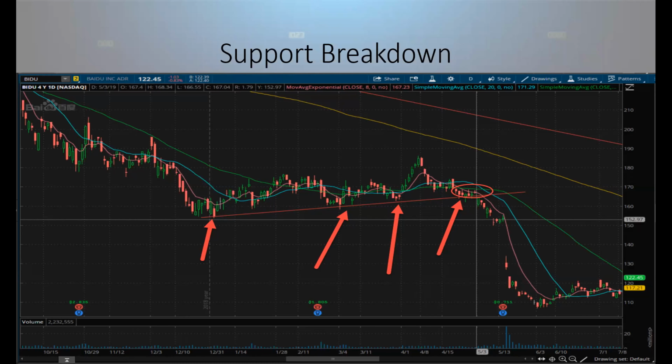Anything past that, it's not useless to me, but then I'll start looking at support and resistance levels across other time frames, or just anything else that I can see on the chart, and it's typically just support and resistance levels.